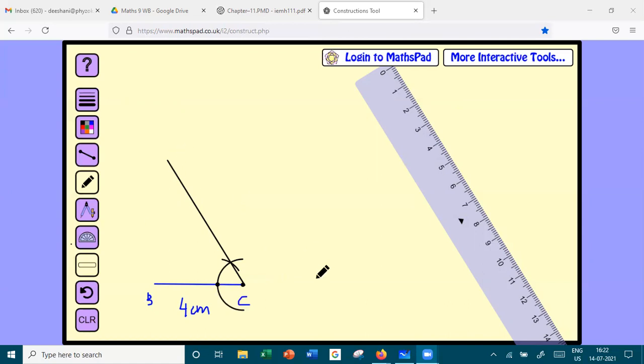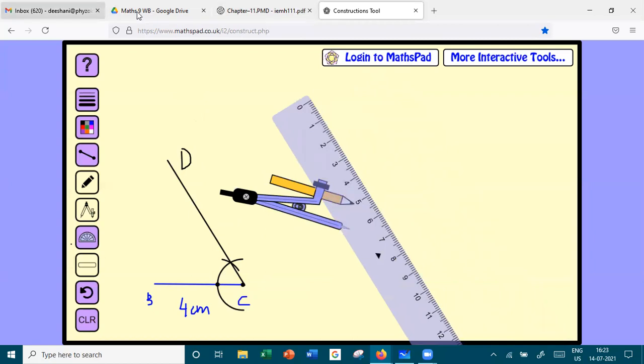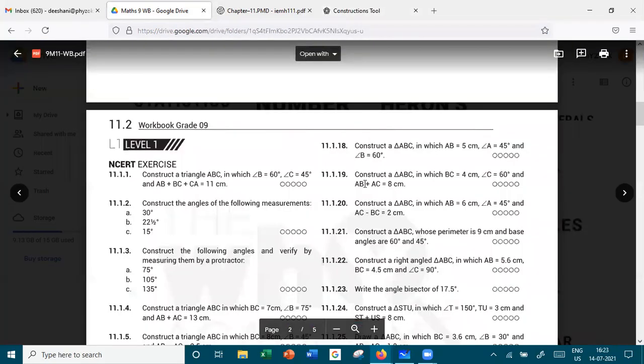Right? Okay. I'm going to call this point D. Now what you do is you take your compass, and you mark what was our measurement? 8 centimeters, right? Take it as 8 centimeters.